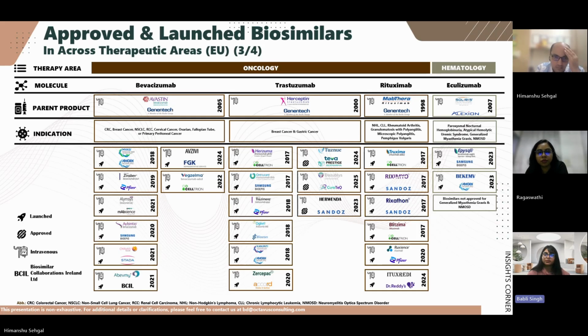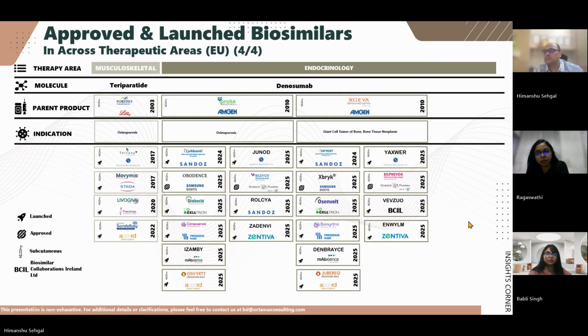Here 6 biosimilars have been approved, and they all are launched in the market, from 2017 to 2024. Then moving to hematology, eculizumab was approved in 2007. There are also 2 biosimilars launched in the market in 2023, which are not approved for generalized myasthenia gravis and NMOSD because of their patent exclusivity. So moving to the next slide.